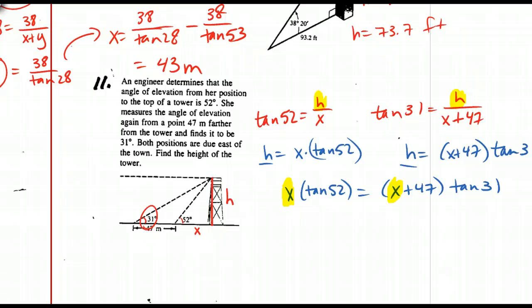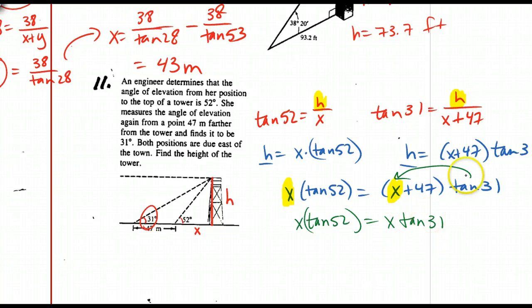And we do that with algebra. And we use tangent of 52 like a number, just like a regular number. So the left side I'm going to leave alone here. We'll do green. x tangent 52 is equal to, I'm going to distribute the tangent. So this is x tangent 31 plus 47 tangent 31.